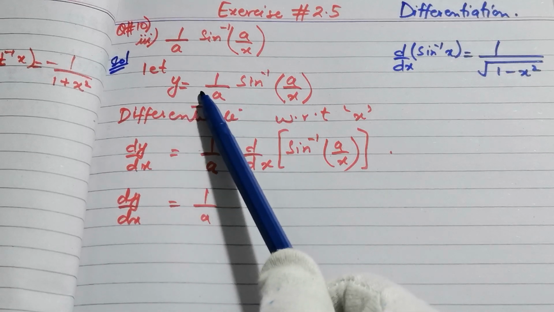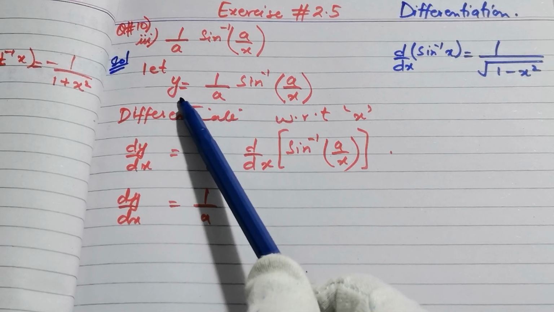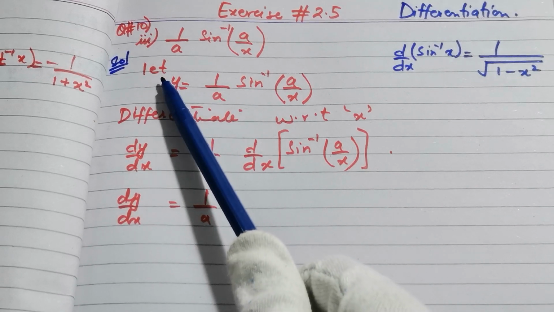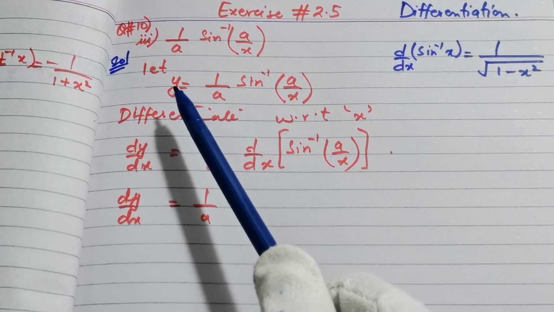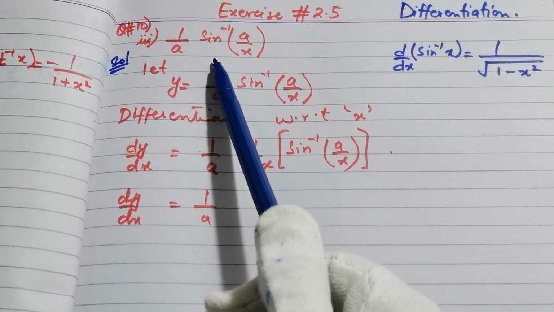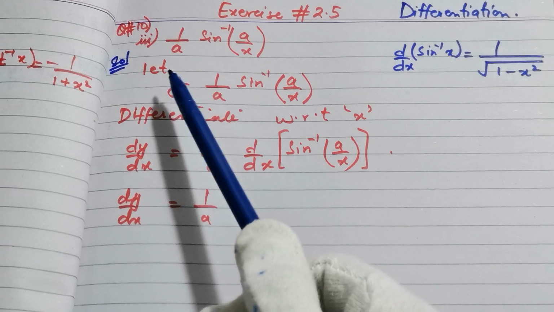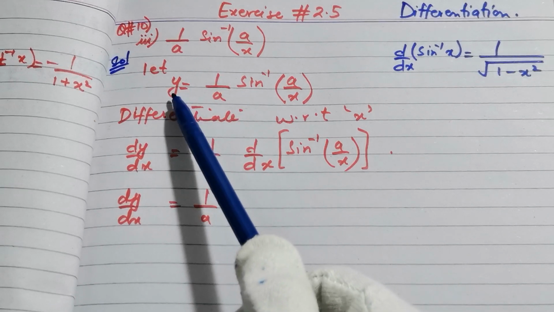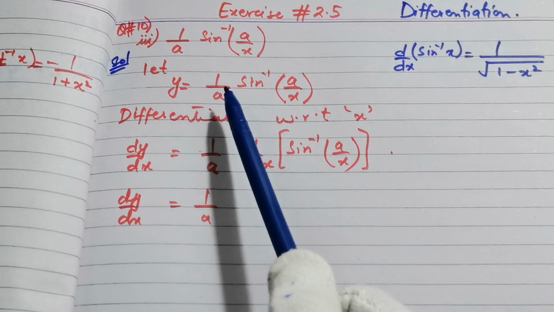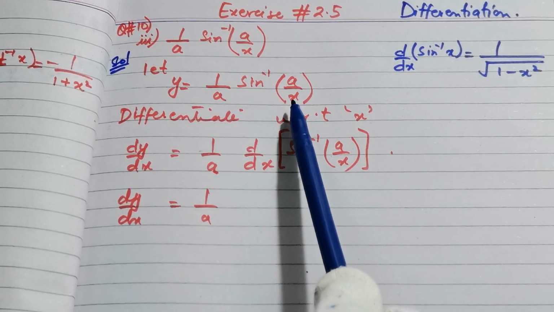If the expression is in the form of y is equal to a function of x, then there is no need to write a supposition. But we can see that this is not in the form of y equals a function of x. So we will suppose, first step is supposition: y is equal to 1 by a sine inverse of a by x.